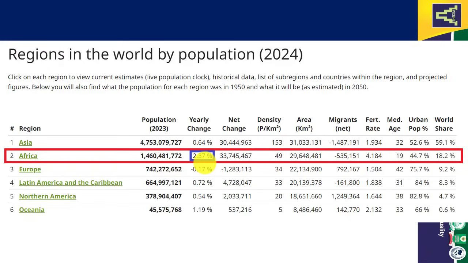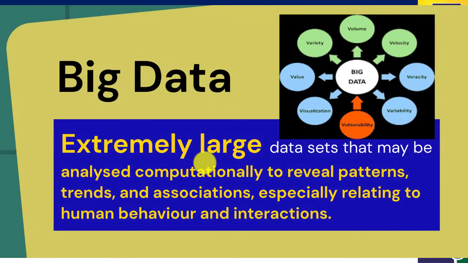So let us press on to the next terminology. That's big data. Big data, as the name implies, is big. Extremely large data sets that you can analyze to reveal patterns and all the other things to give us some insight into human behaviors. And it has all of these attributes: veracity, variability, vulnerability, visualization, value, and all that. So all you need to know about big data is that it's data that is big.